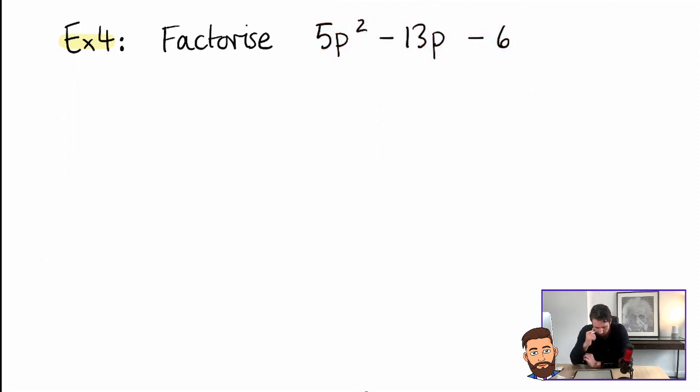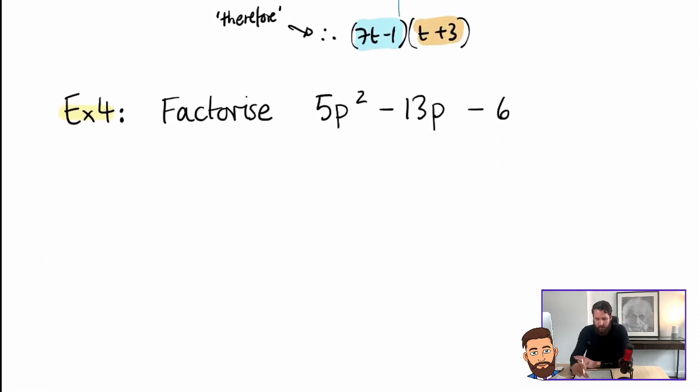Here, we've got 2 negatives. There's no positives here apart from the coefficient of p squared. A is positive, but b and c are negative. But the same method applies. You just need to be careful with your positive and negative numbers.